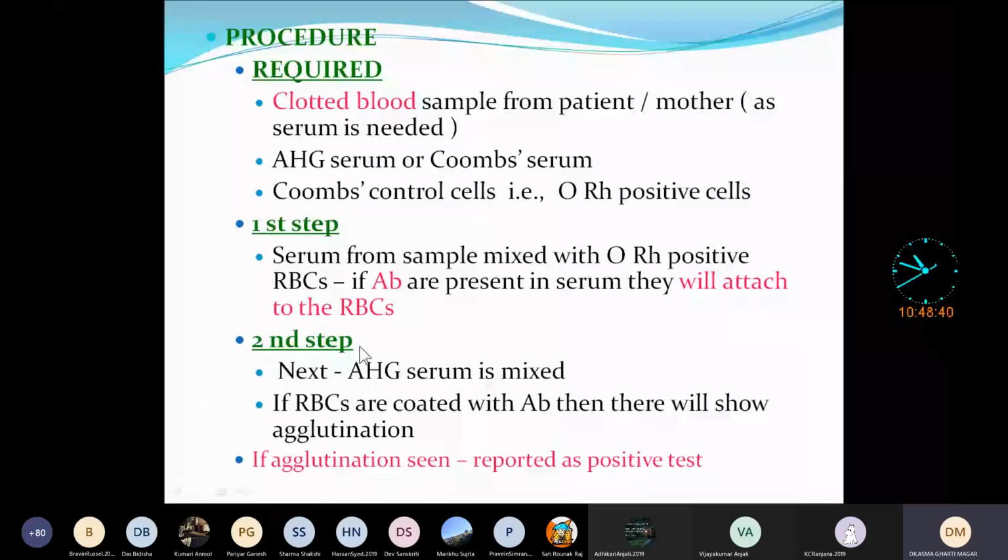it will not show clumping, isn't it? As in the case of the direct Coombs test, it will not show the clumping. So in the next step, we have to add the anti-human globulin serum, or the Coombs serum. Now if the RBCs are coated with these antibodies, immunoglobulin G or C3, then it will show agglutination. Finally, if agglutination is seen, then we will report it as indirect test positive.